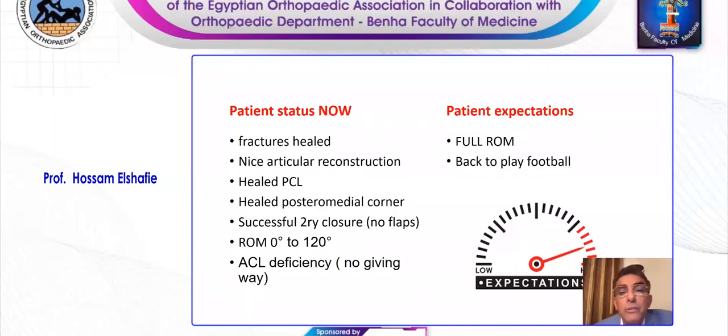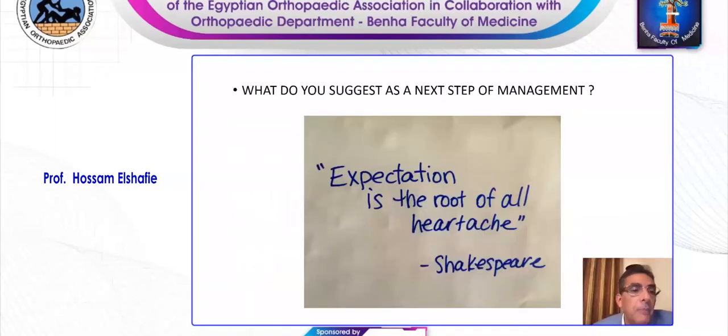Patient's expectation and the family's, they required range of motion and he wanted to get back to playing football. What do you suggest as a next step of management? The patient has very high expectation to play football again and return to normal sports life. Expectation is the root of all heartache. William Shakespeare. Thank you very much.